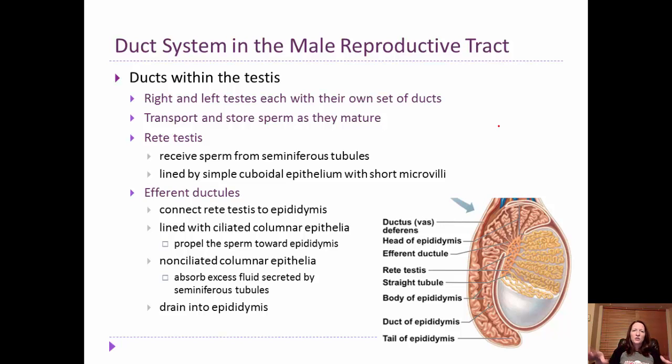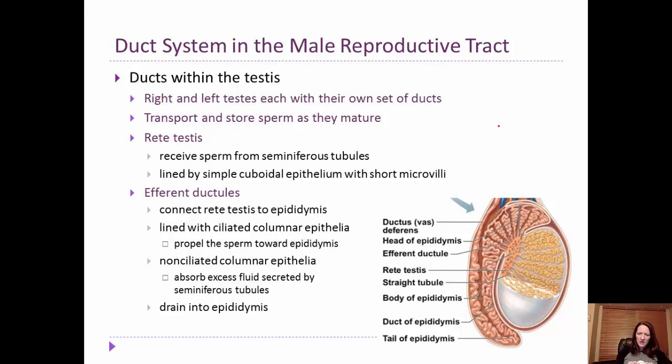So now we're going to move into the duct system. Just like with our oocytes, where we traveled around that oocyte, now we're going to travel around and follow these little sperm throughout the entire male reproductive tract. We just made them in the seminiferous tubules, so now we're going to follow them through the ducts. Let's take a look at the duct network.